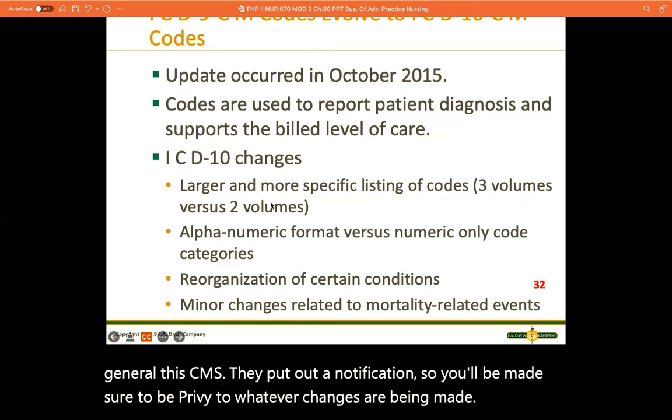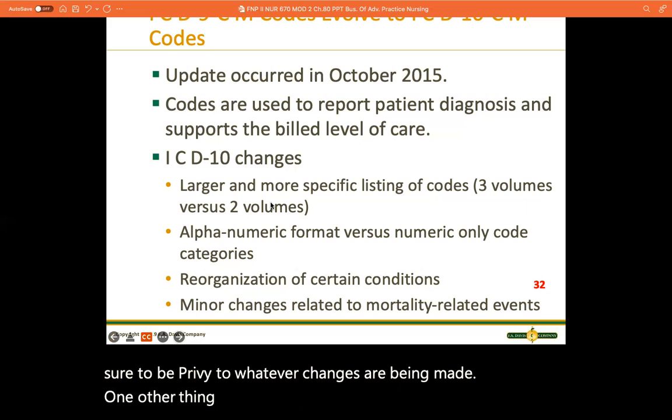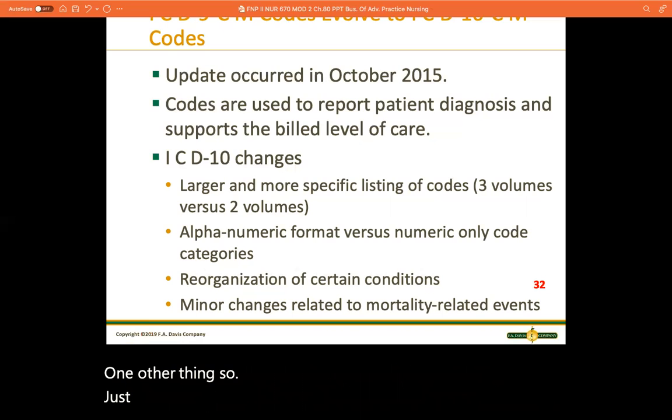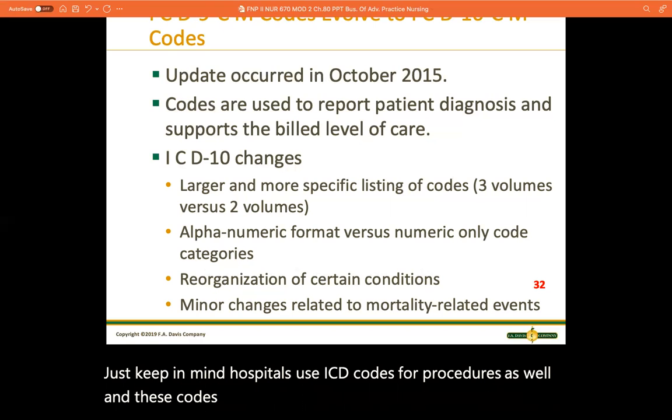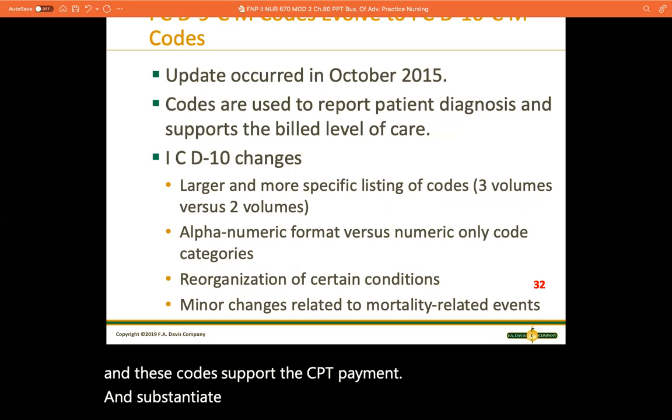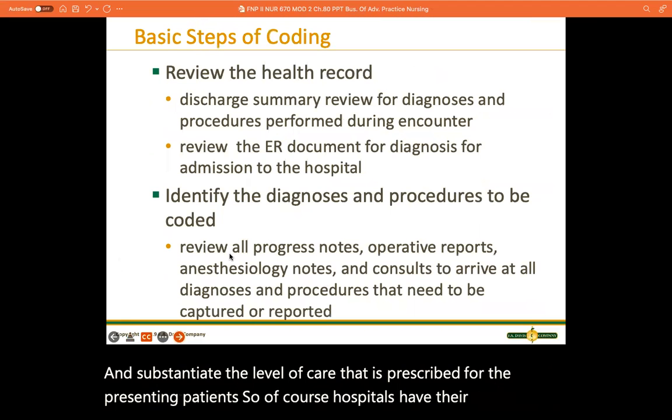Oh, one other thing. Just keep in mind, hospitals use ICD codes for procedures as well, and these codes support the CPT payment and substantiate the level of care that is prescribed for the presenting patient. So of course, hospitals have their own codes as well.